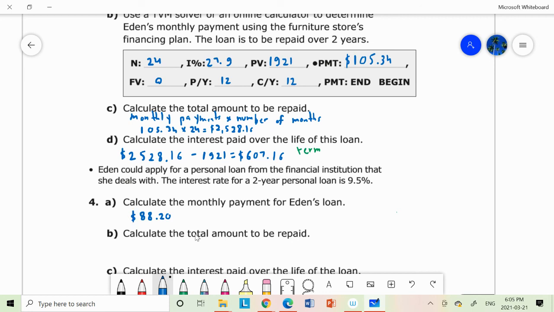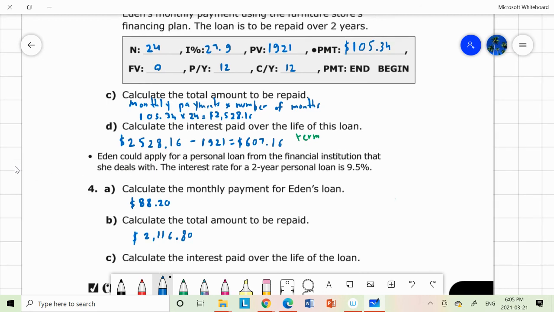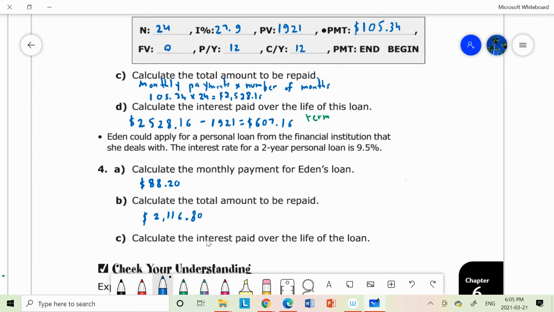Calculate the total amount to be repaid. If you multiply that by 24, you should be getting 2,116.80. And calculate the interest paid over the life of the loan. So we already know it's the difference. If you subtract 1921, so let's actually do that. 2,116.80 minus 1921 is $195.80.